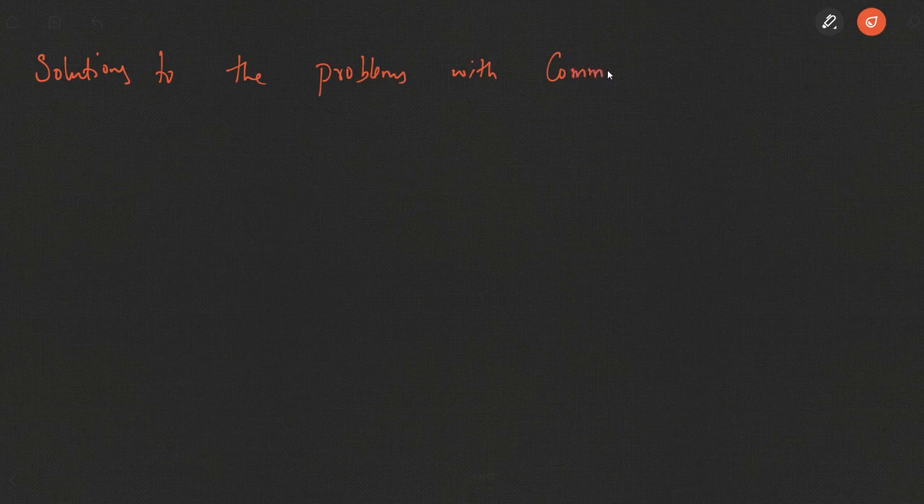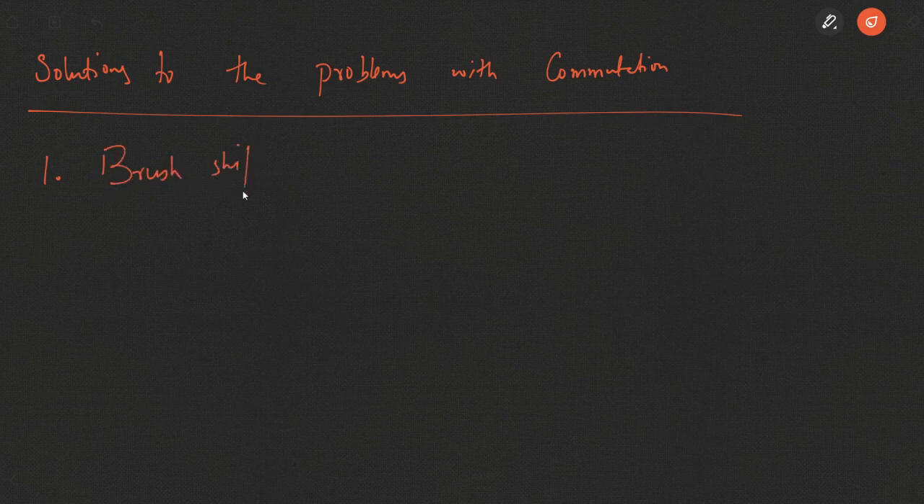Solutions to the problems with commutation. Fine. So there are three things that we can do. One is brush shifting. Second is use of commutating poles, or what are also known as interpoles. And thirdly is the use of compensating winding.